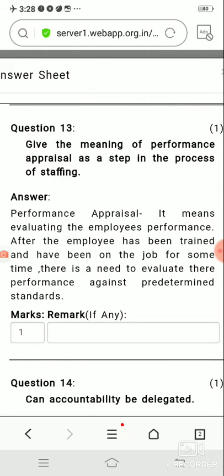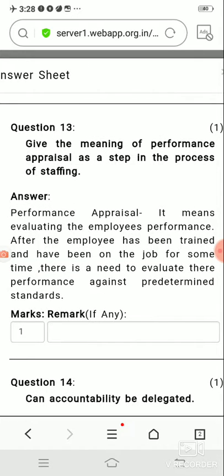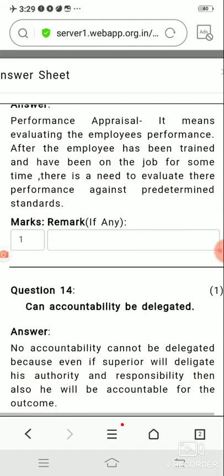Next question says: give the meaning of performance appraisal as a step in the process of staffing. Now students, in the staffing process, once we appoint the employee into the organization, it becomes the duty of the organization to provide training to every employee. Once training is provided, it becomes the duty of a superior to check or evaluate the performance of the employee. When the superior evaluates the performance of the employee, we call it the process of performance appraisal.